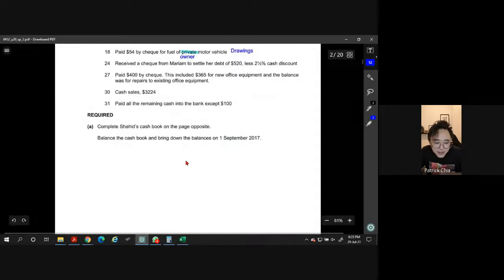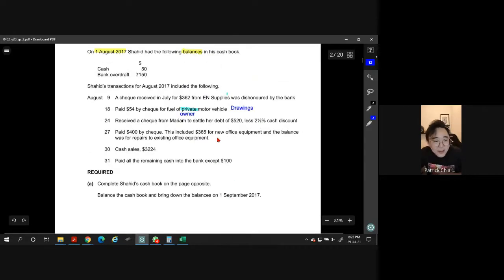And the last part: pay all the remaining cash into the bank except 100. They like to test like this. The last thing, they'll make you do one contra. Don't know how to do contra? How many marks do you lose? 2 marks. If the cash book has 2 contra transactions, that's 4 marks gone. So please make sure you know how to do it for cash.